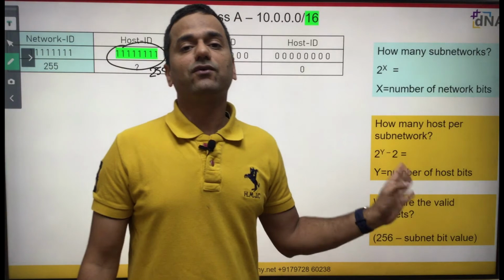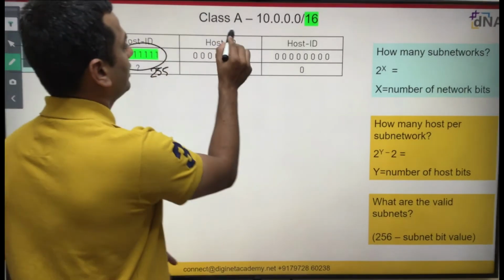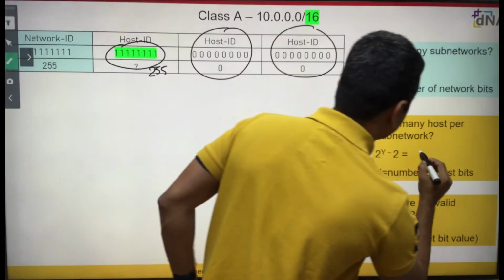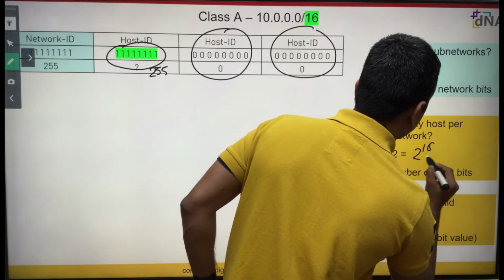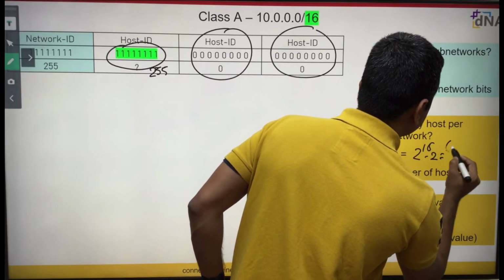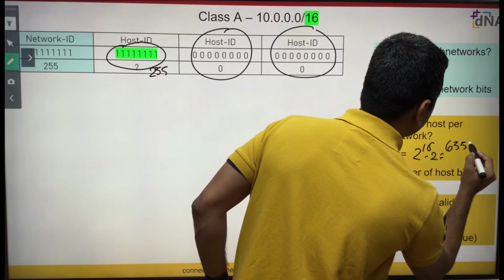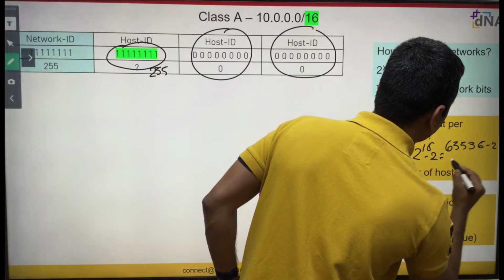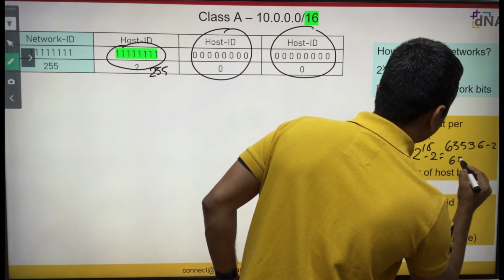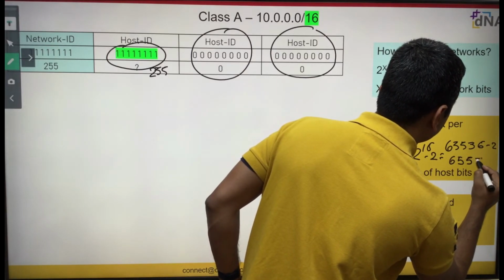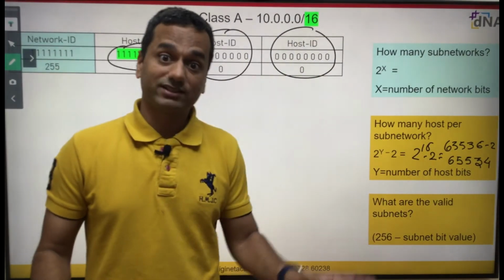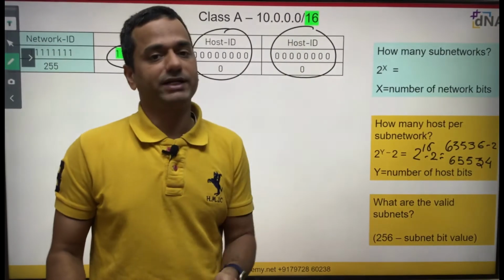Now how many hosts per subnetwork? 2 raised to power y means number of host bits. So total 8 bits from the third octet and 8 bits from the fourth octet. So 2 raised to power 16 minus 2, that is 65536 minus 2, equal to 65534 hosts I will get in each subnet, right?